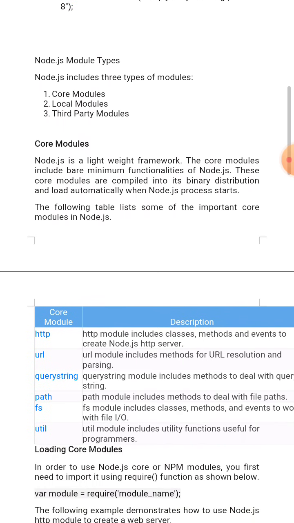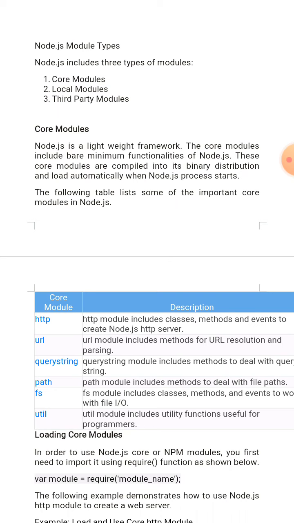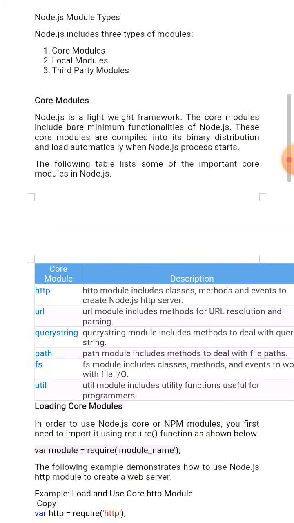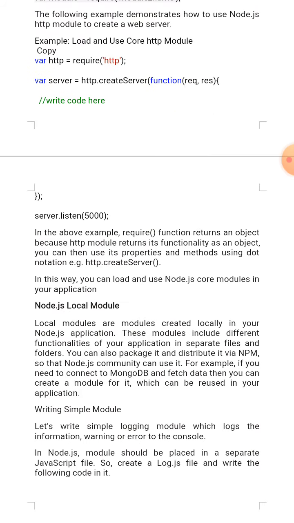We discuss some core modules. First is HTTP, URL, query string, path, FS and util. These are the basic core modules. This is the types of core module. Next topic is our local module.